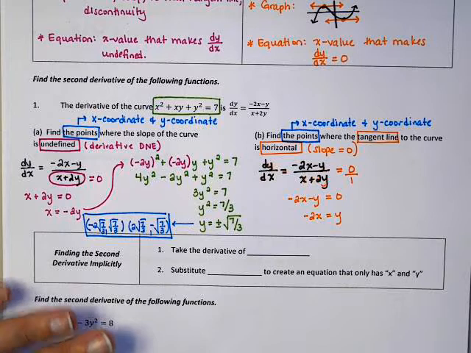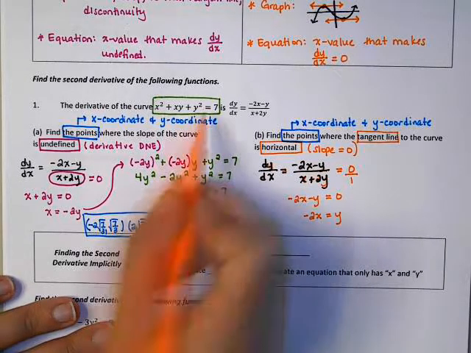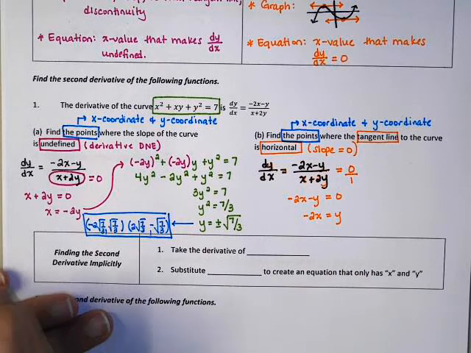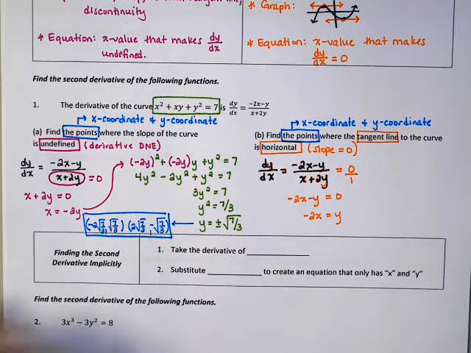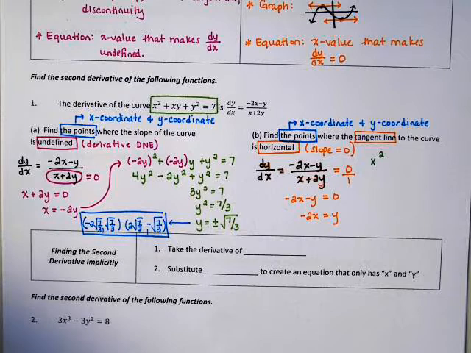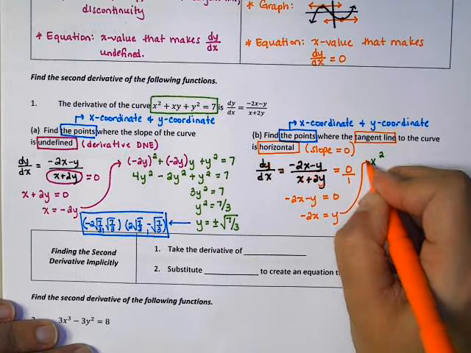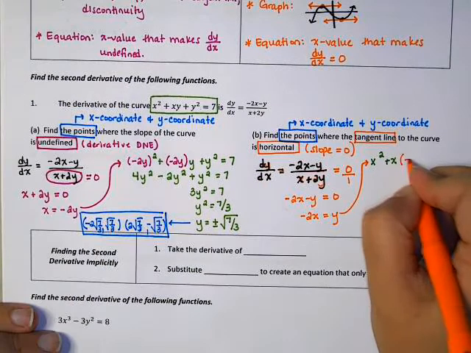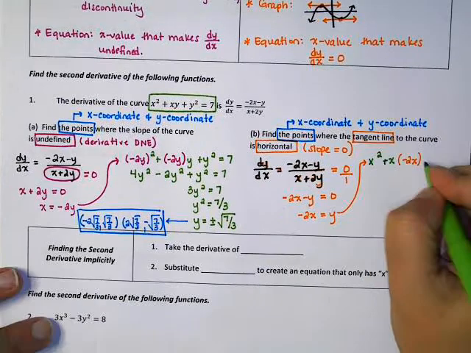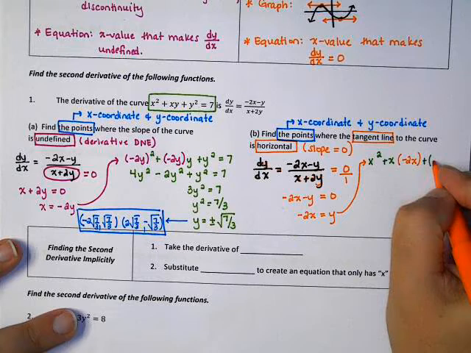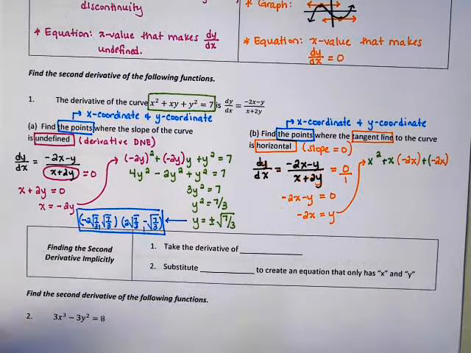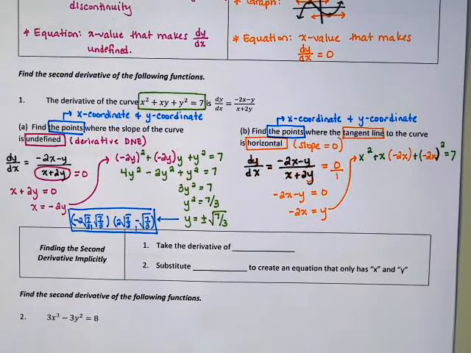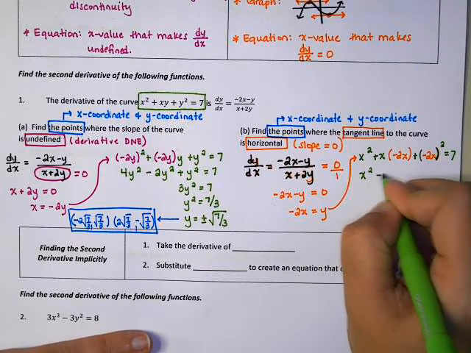And then I'm once again going to substitute that into the original function because that's the other equation that I have. This time, however, I'm going to be replacing all of the y's with negative 2x's. So I'm going to have x squared plus x times, instead of the y, I'm going to put negative 2x, plus, instead of the y, I'm going to put negative 2x squared equals 7.